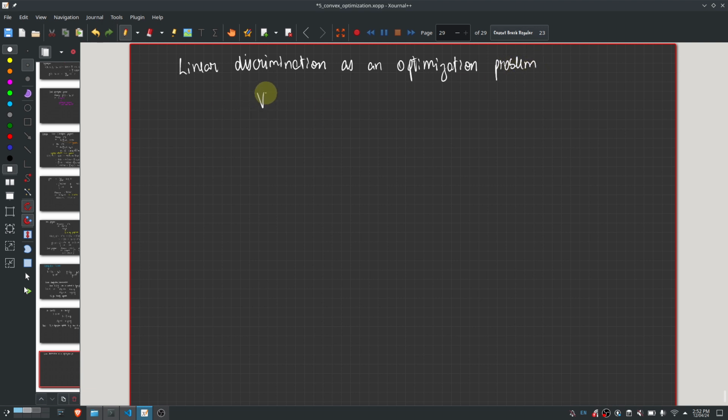So let's list everything we know. Variables are a comma b. Okay. Now, if I'm able to somehow pose the linear discrimination problem in the standard form that I have, then I'm done. Okay, so these are the variables. What do we want?